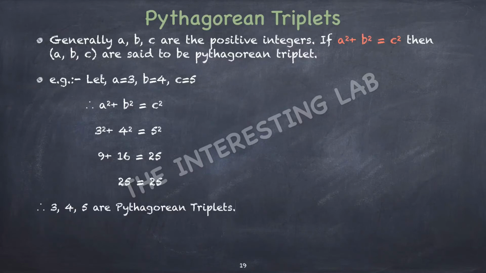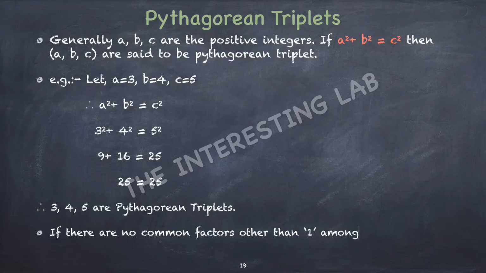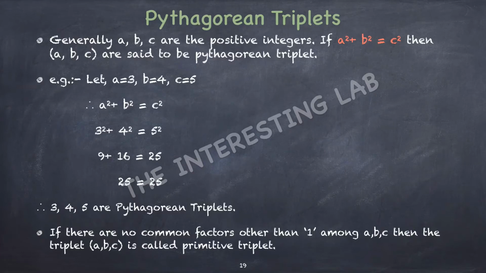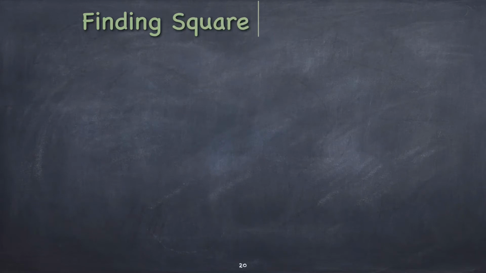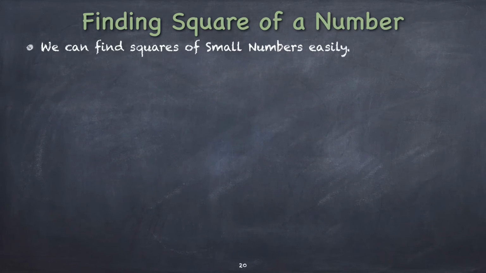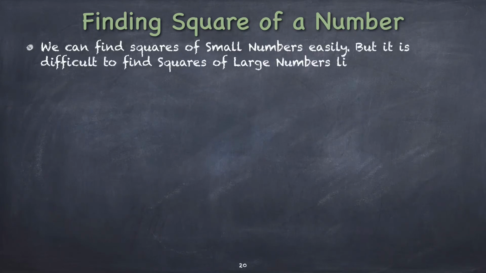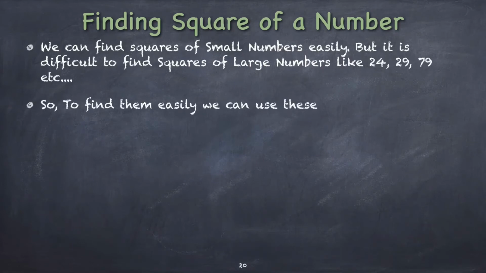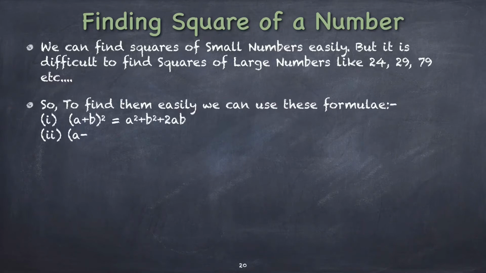If there are no common factors other than one among a, b, c, then the triplet a, b, c is called a primitive triplet. Finding the square of a number. We can find squares of small numbers easily, but it is difficult to find squares of large numbers like 24, 29, 79, etc. So, to find them easily we can use these formulae. (a plus b) whole square equals a square plus b square plus 2ab. (a minus b) whole square equals a square plus b square minus 2ab.